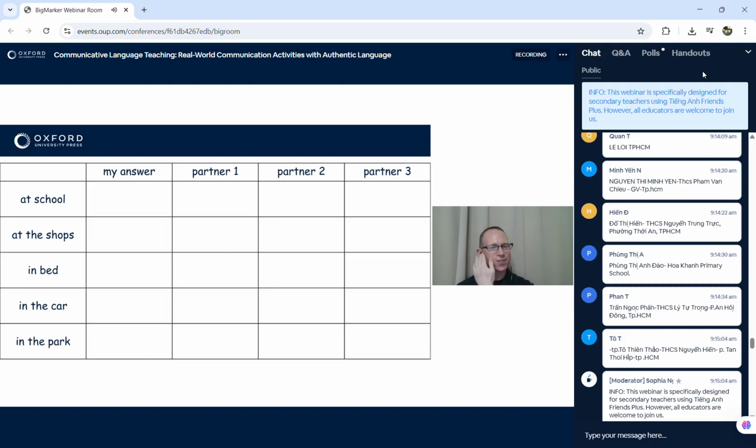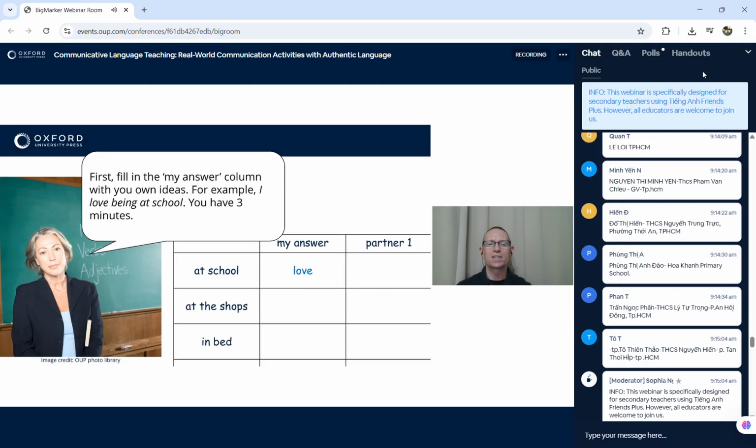But how are we going to introduce this activity to the students? What are the instructions this teacher should give? Well, here are some example instructions from this teacher. First, fill in the My Answer column with your own ideas. For example, I love being at school. I'm sure all of your students do as well. You have 3 minutes. It's also always useful to have a time limit when we're asking students to prepare.